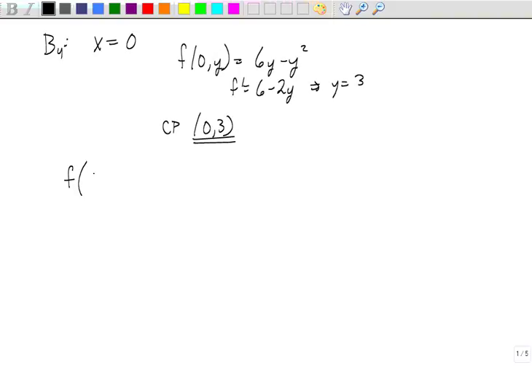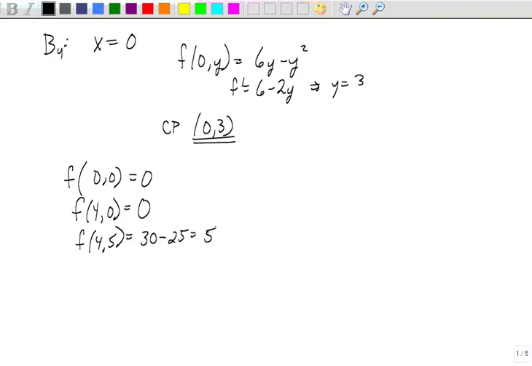f(0, 0) is a boundary point, that's 0. f(4, 0) is a boundary point. When we plug that in, we get 0. f(4, 5) is 30 minus 25, which is 5. f(0, 5) is 5. Okay, those are boundary points.